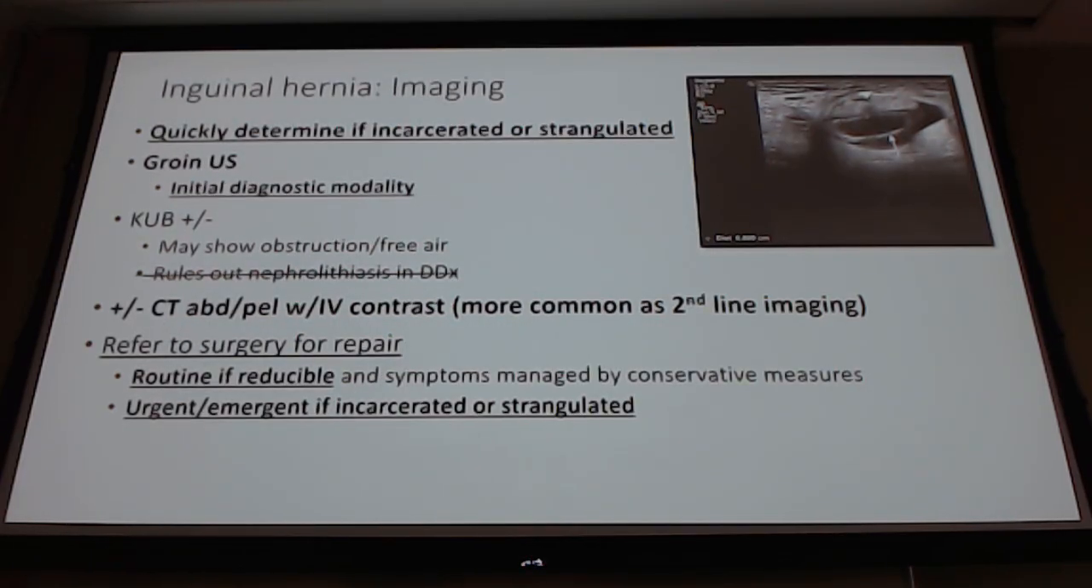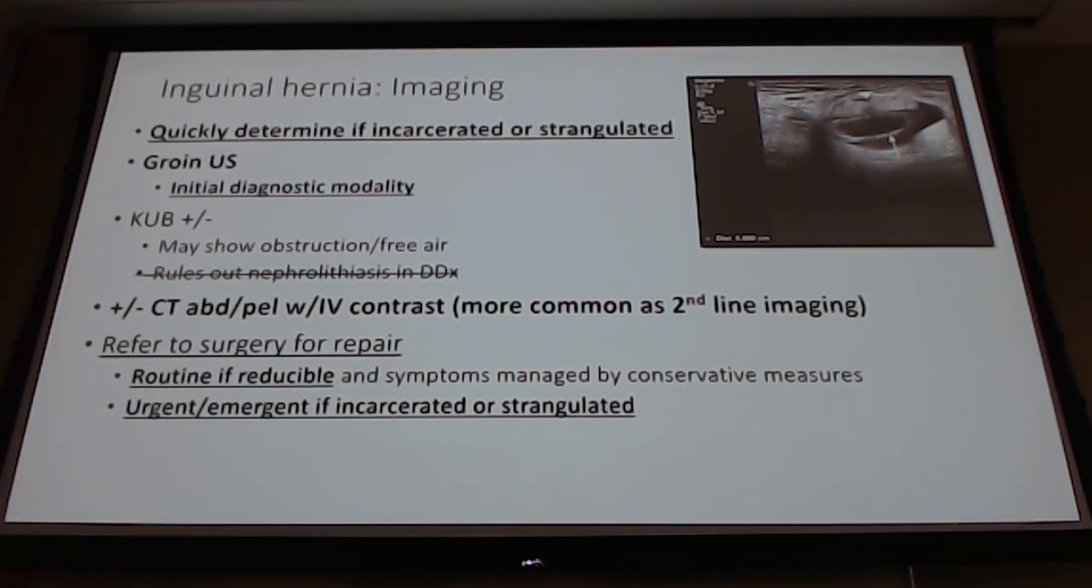Alright, so imaging. Groin ultrasounds are the initial diagnostic modality. You're going to throw an ultrasound on there. You're going to learn this in EMED if you haven't already. You're going to throw it on there and actually see the ring, see where that intestine is. Is it in the ring? Is it going through the wall? Is it below the inguinal canal or inguinal ligament? So ultrasound is your initial modality.